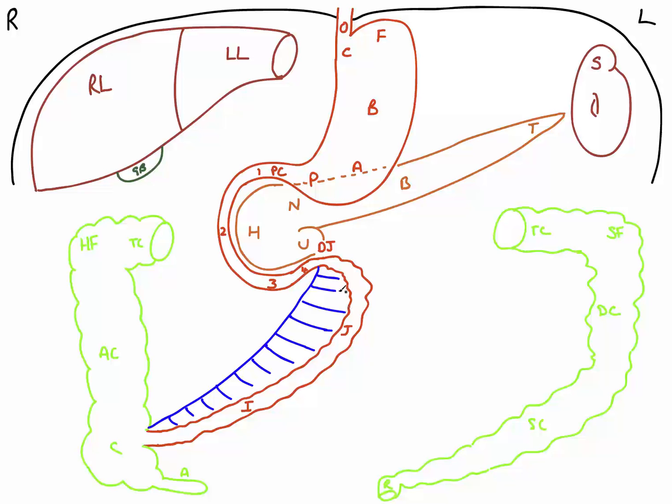Running through the mesentery are going to be branches of the superior mesenteric artery, and this is where those arcades and straight arteries are formed that go on to supply the jejunum and the ileum. So here we have the mesentery.